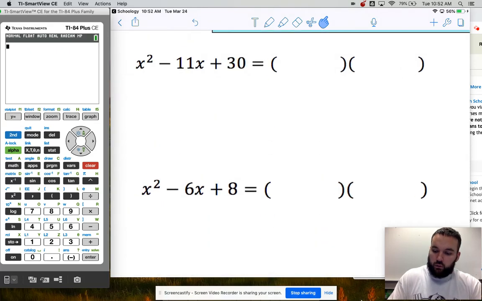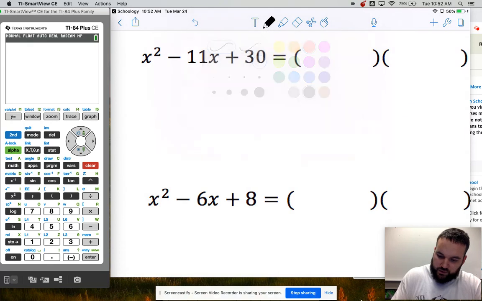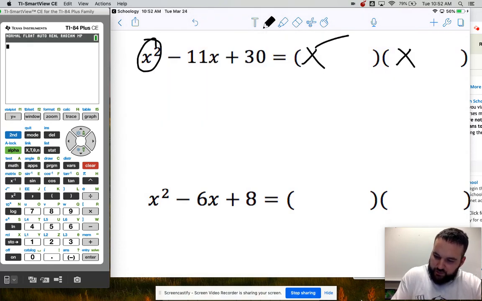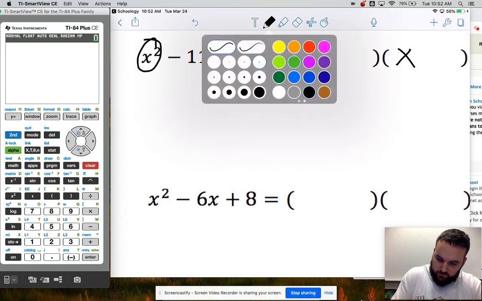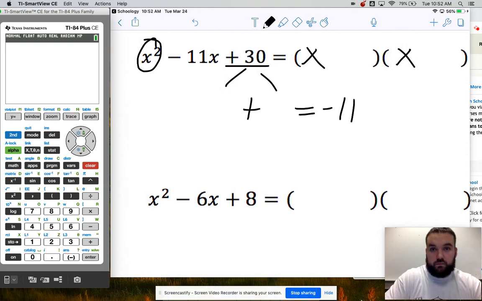Okay. Well, what happens if b is negative? Okay, so we're going to look at a couple different situations here. Again, I have just x squared, so I know it's going to be x multiplied by x to give me that x squared. But now the question is, I need two numbers that multiply to positive 30, but when I add them up, I have to equal negative 11.